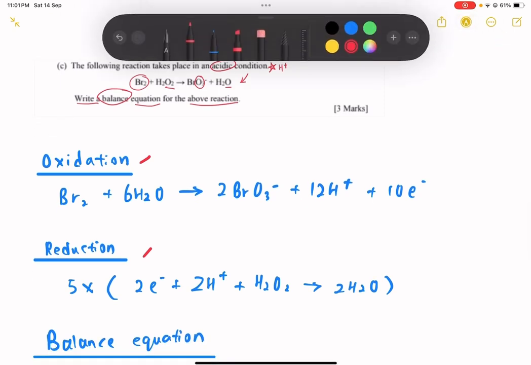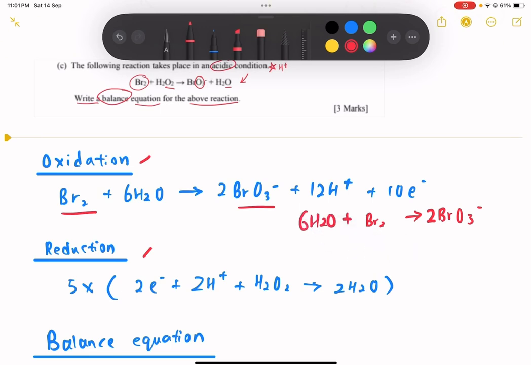Okay, so Br2 goes to BrO3 minus. Initially it's like this. So we first balance Br first, aside from the atoms O or H, and then after that we have 6 O, right? So here we need to add 6H2O. After that, here we have 12 H, right?